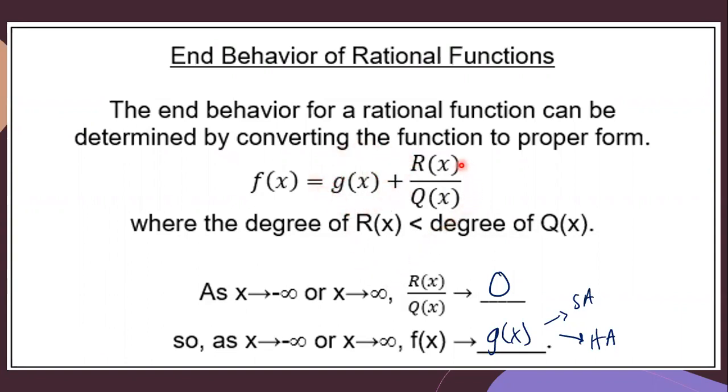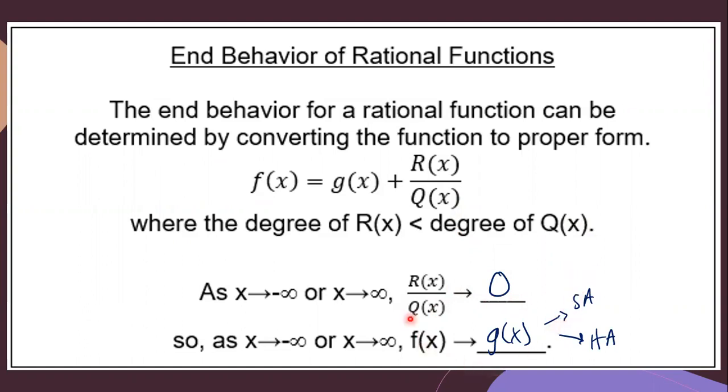Now, r of x is the remainder over your divisor, right? Now, think about this. As your divisor keeps getting bigger and bigger and bigger, as the denominator keeps getting bigger, what number is that fraction eventually approaching? 0. So that's why here we write it as 0, and that's why it doesn't factor into what your end behavior is doing, okay?